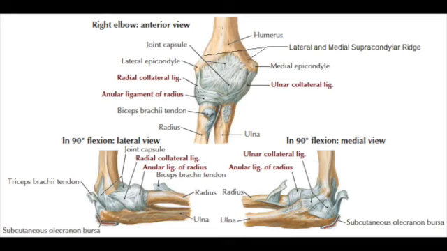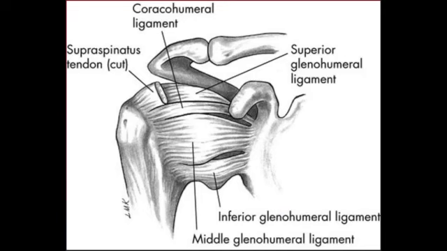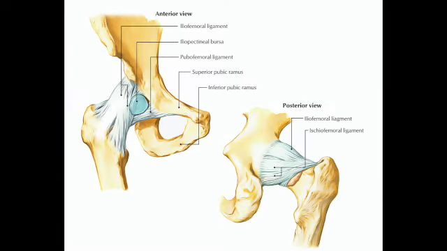The elbow consists of the ulnar collateral ligament, radial collateral ligament, annular ligament of the radius, and the quadrate ligament. The ligaments of the shoulder consist of the glenohumeral ligament, coracoclavicular ligaments, coracoacromial ligament, and the transverse humeral ligament. The hip has 4 main ligaments: the iliofemoral ligament, pubofemoral ligament, ischiofemoral ligament, and the round ligament that connects the head of the femur to the pelvis.